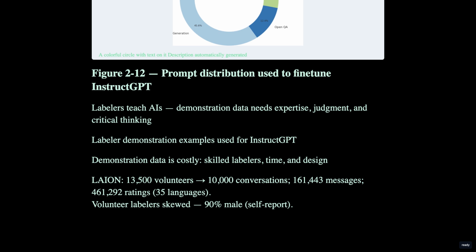Because contributors were volunteers rather than a demographically controlled sample, the label pool is skewed. A survey found 90% identified as male, which can introduce bias into any model trained on these preference labels.